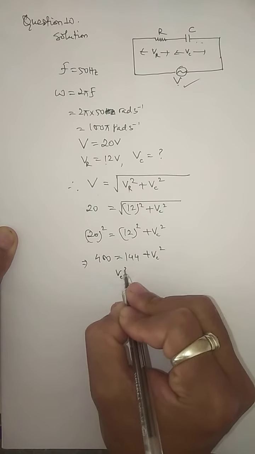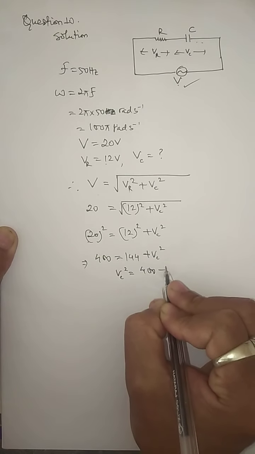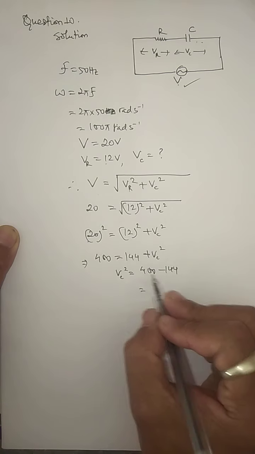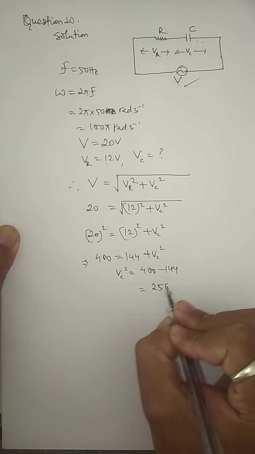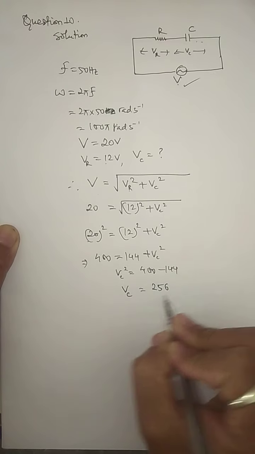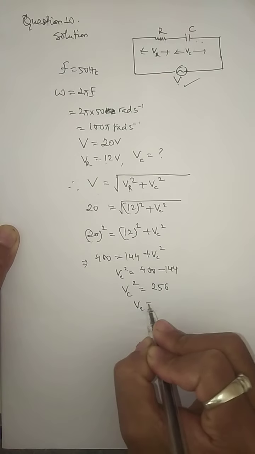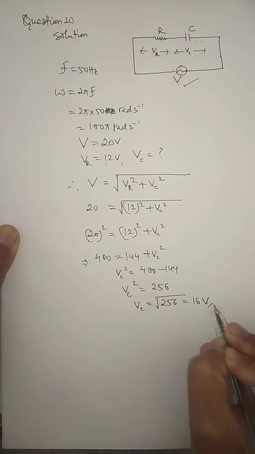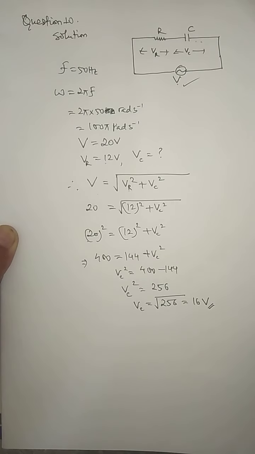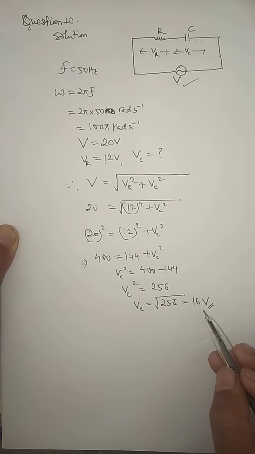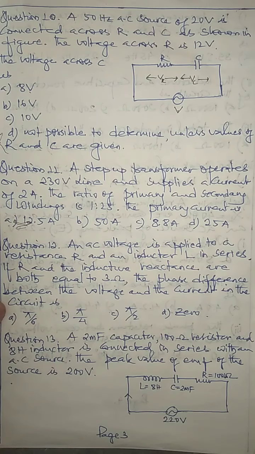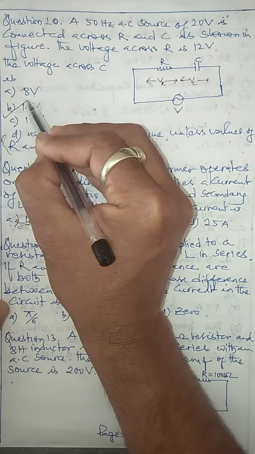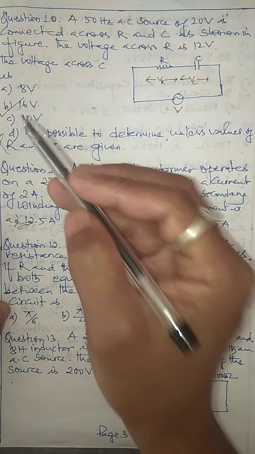I'll make VC square the subject, so it is 400 minus 144. Children, if you subtract 400 minus 144, it will be 256. Now VC square is 256. But we want to calculate VC, so it will be the square root of 256, and 256 is basically 16. The unit is volt. So what is the voltage across the capacitor? 16 volt. So children, I have already calculated the value, that is 16 volt, and which is the correct option? Option B. So for question number 10, option B is the correct option.